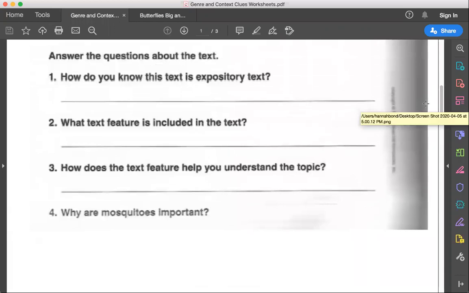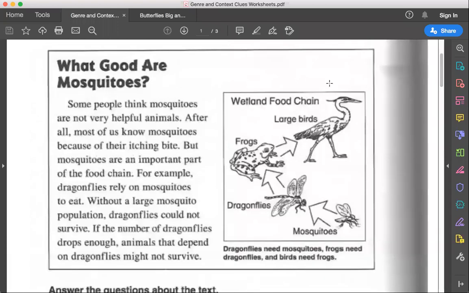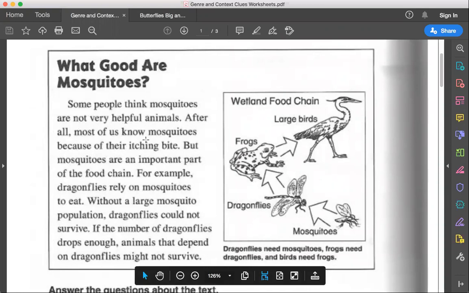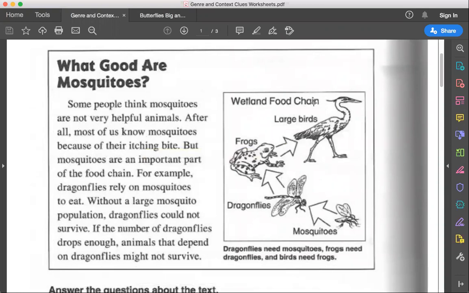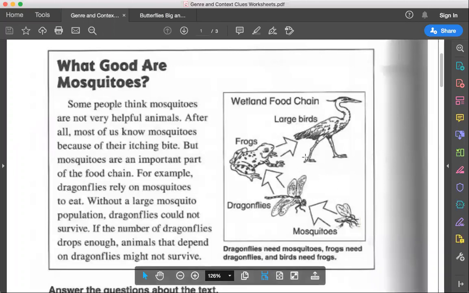Three. How does the text feature help you understand the topic? This diagram, how does it help you understand what it's writing about? Well, this helps me to understand the food chains, and it helps me to understand how different animals depend or need other animals to eat. In order to get their food, they depend or need other animals. So it helps me to understand the food chain.